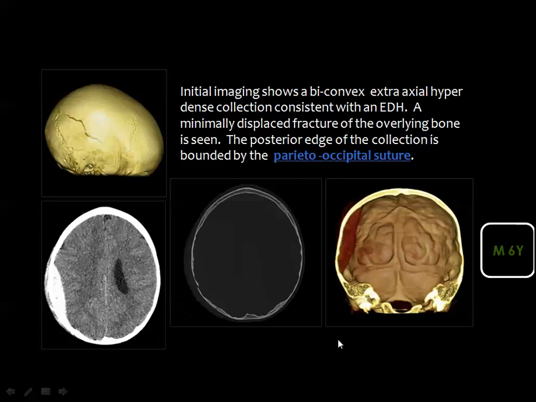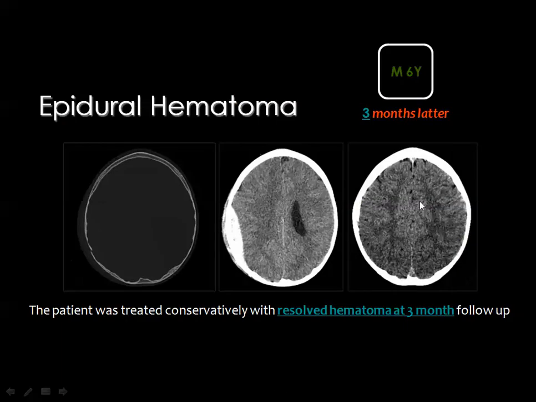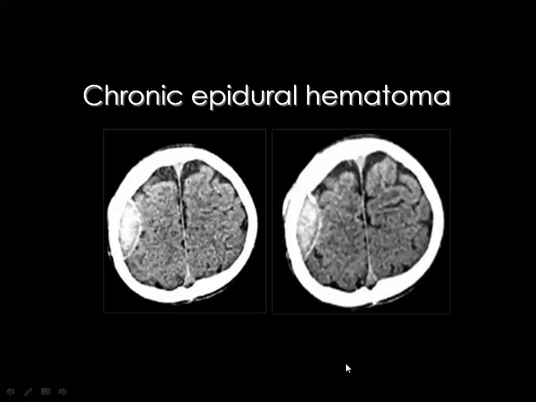And this is an example. You see this fracture and the epidural hematoma on the right side and the fracture line in the bone window. Then the follow-up scan showed complete resolution of the epidural hematoma in a 3 months interval. And this is the fracture, this is the hematoma, this is the follow-up scan, and there is complete regression.